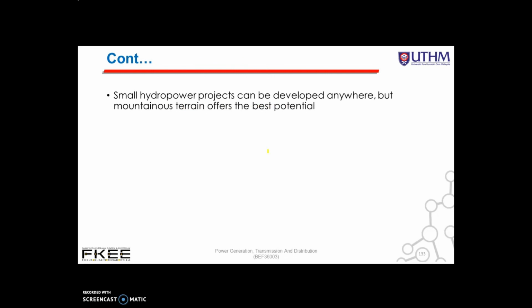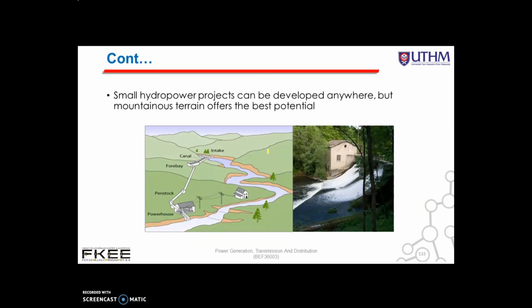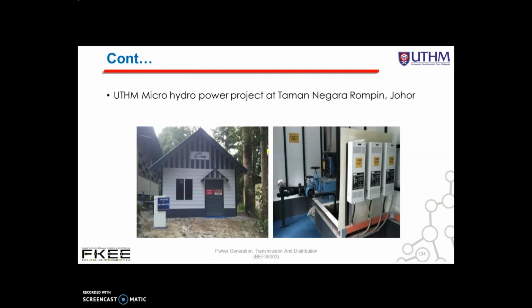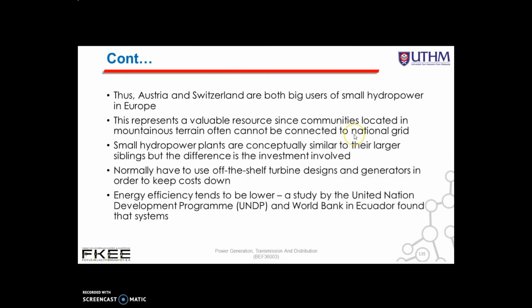Small hydropower projects can be developed anywhere, but mountainous terrain offers the best potential. So this is the figure. You can see here the small hydropower will develop at the mountainous terrain. So this is an example of a micro hydropower project from the UTHM team at Taman Negara Rompin, Johor. Thus Austria and also Switzerland are both big users of small hydropower in Europe.